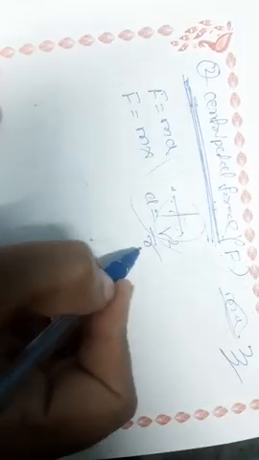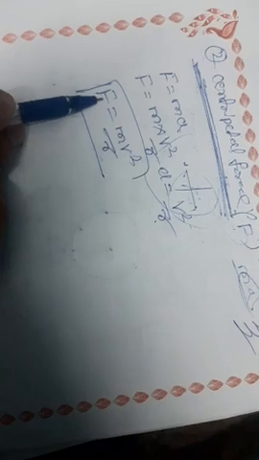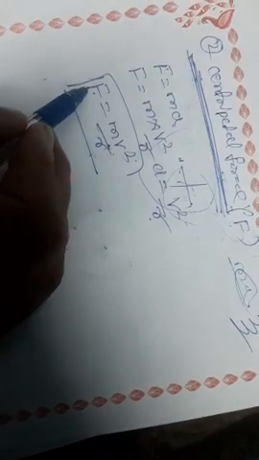From the previous derivation, what is the expression for centripetal acceleration? The centripetal acceleration is v square by r. Substitute that value, and finally we get F is equal to mv square by r. This equation is called the centripetal force equation, where F is the centripetal force, m is the mass of the particle, v is the linear velocity, and r is the radius.